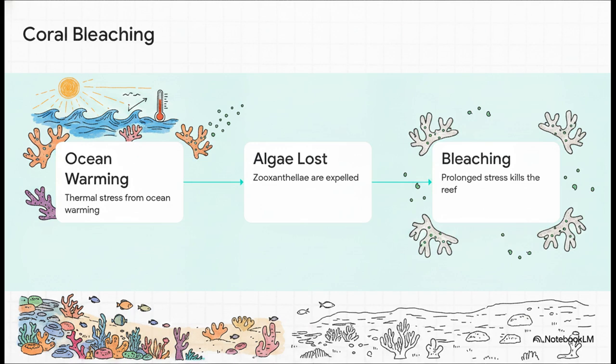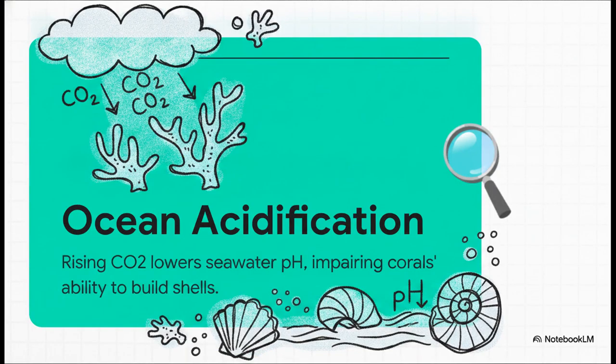The precise terminology you absolutely must know is this: thermal stress forces corals to expel their symbiotic algae, known exactly as zooxanthellae, which causes fatal coral bleaching, and prolonged bleaching kills the reef entirely. Beyond just temperature, carbon emissions alter the very chemistry of the water.